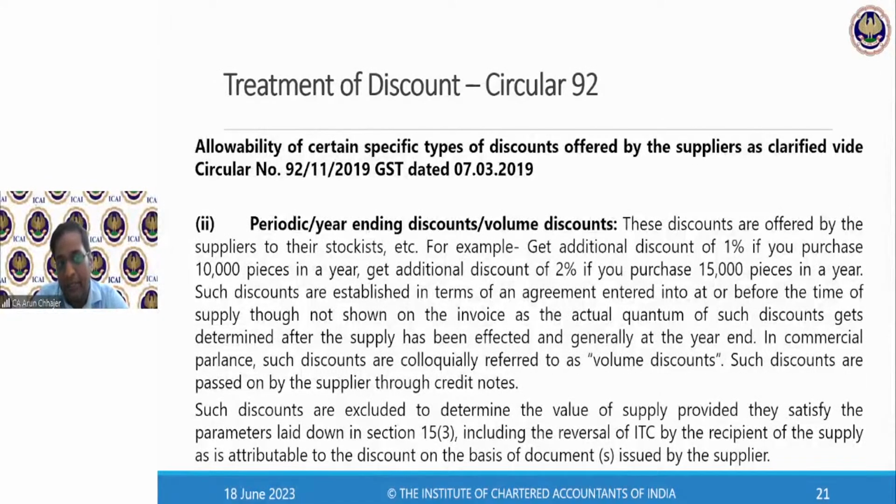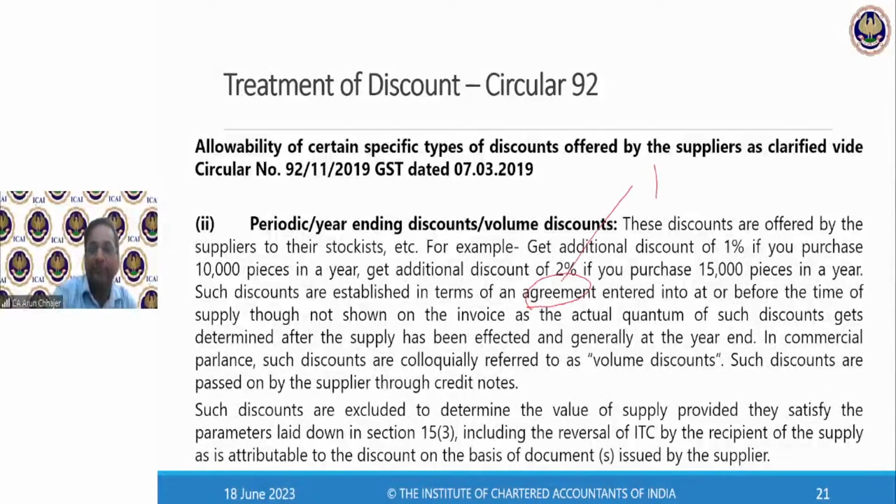Second case, periodical or year-end discount or volume discount. These discounts are offered by the supplier to their stockist. For example, get an additional discount of 1% if you purchase 10,000 pieces in a year. Additional discount of 2% if you purchase 15,000 pieces in a year. Such discounts are established in terms of the agreement.